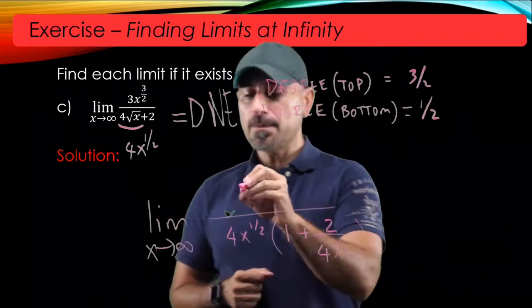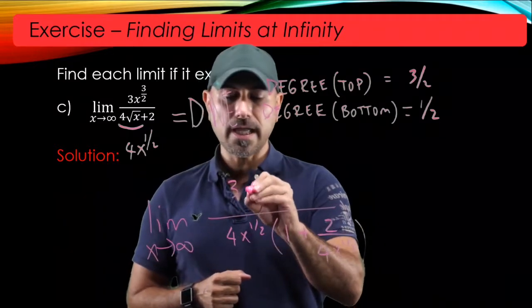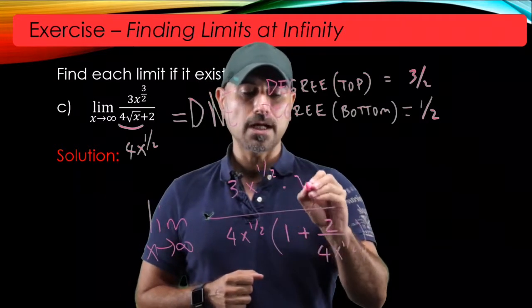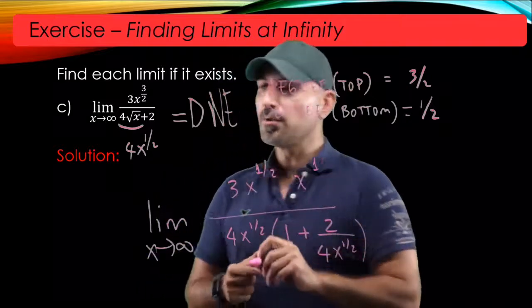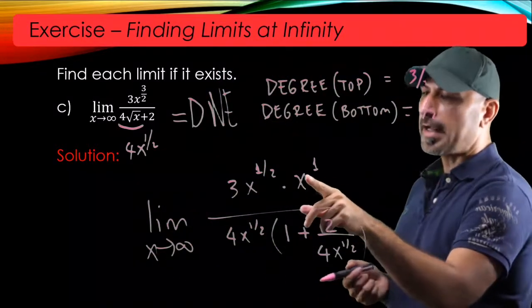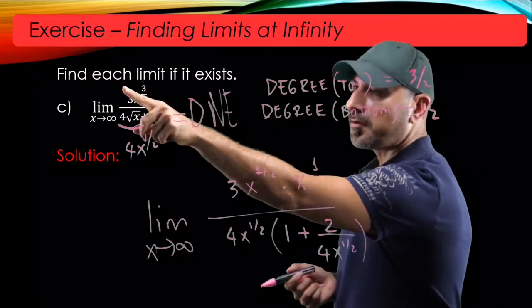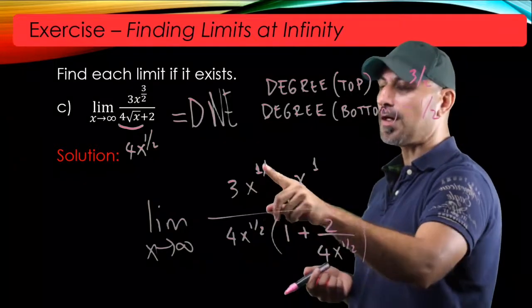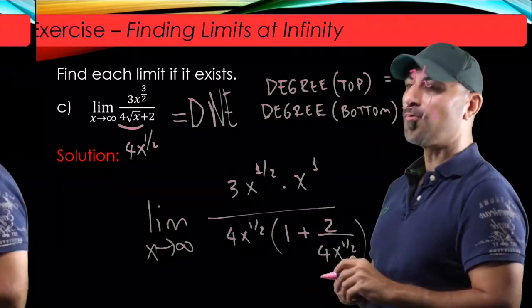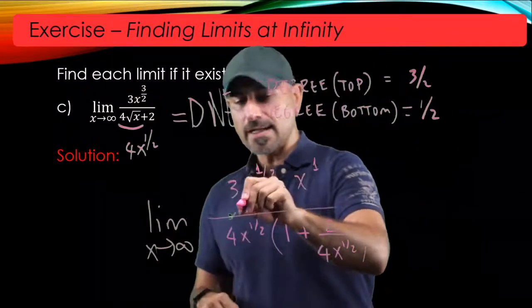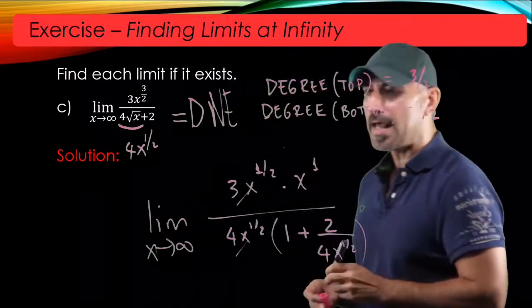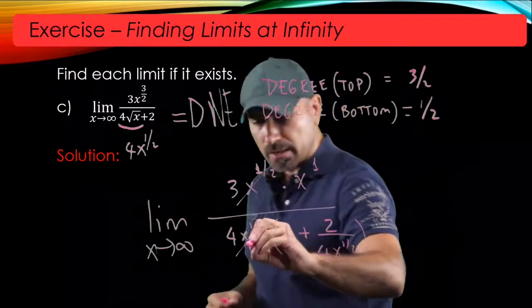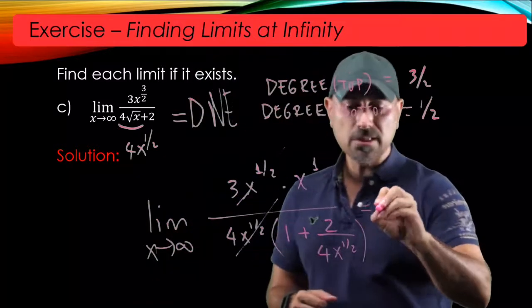And at the top, you have 3 times x to the power of 1/2 times x to the power of 1. So in other words, I use some algebra here. Right, I can split x to the power of 3/2 into what? x to the power of 1/2 times x to the power of 1. So like terms are divided out. So here we go, x to the power of 1/2 terms are gone already. So let me just rewrite this limit.